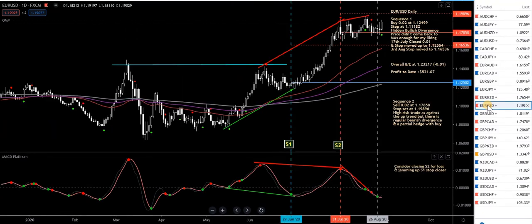Euro USD. Now what am I doing here? I'm reading my notes. Consider closing S2 for a loss. So sequence 2 is a sell. And I've already had one buy, had another second sell. Now it's had another. There's going to be a new buy signal on Monday. It's a good thing about TradingView.